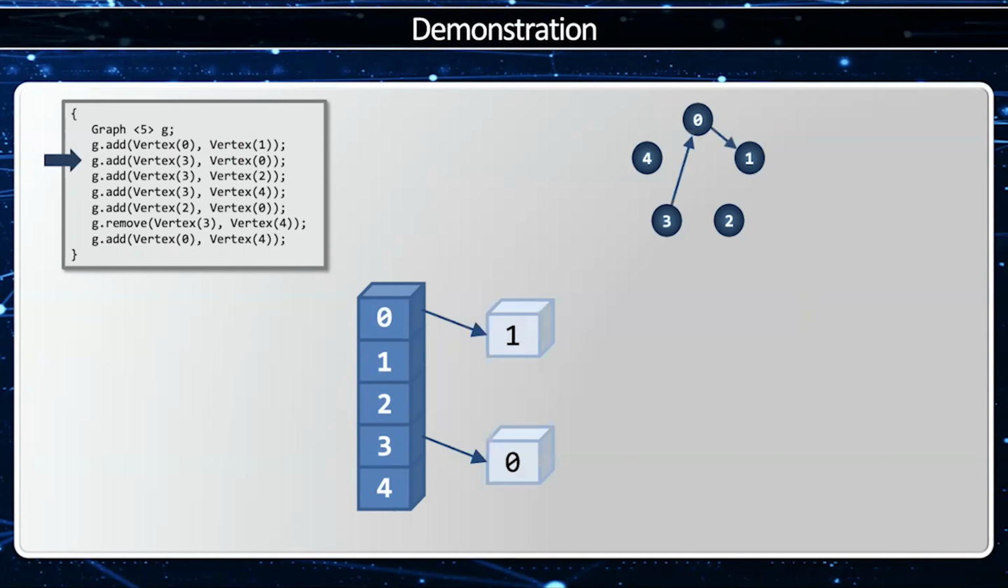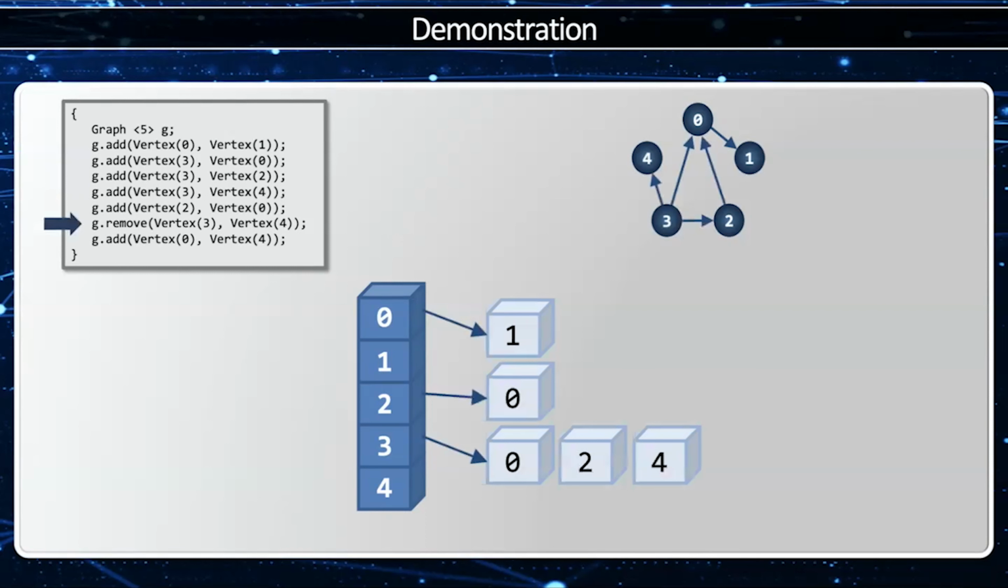Now I want to add an edge between 3 and 2. So between 3 and 2, there'll be an edge. And therefore, I'm going to add 2 to 3's set. Now I'm going to add an edge between 3 and 4, and therefore I'm going to add 4 to 3's set. Now I'm going to add an edge from 2 to 0. So from source 2, sink 0, and therefore set 2 is going to have a 0 sink.